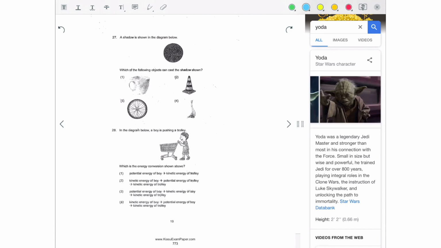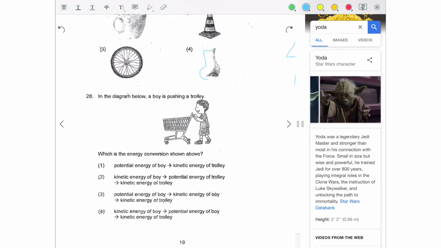Last 2. Which of the following can cast the shadow shown? What's this? It's a vase. Okay, never mind. Bad question. I think it's like some kind of a vase. Not sure.